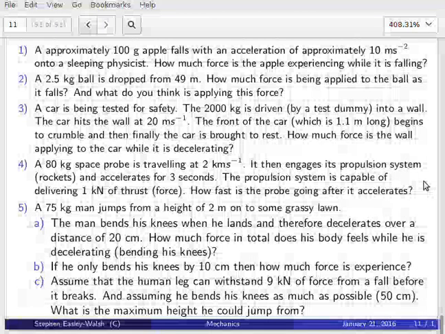A 100-gram apple falls with acceleration of 10 onto a sleeping physicist. How much force is the apple experiencing while it's falling? Okay, so the first question.